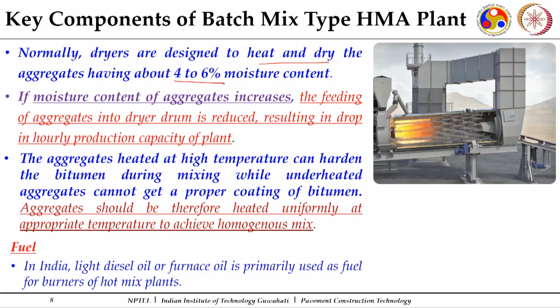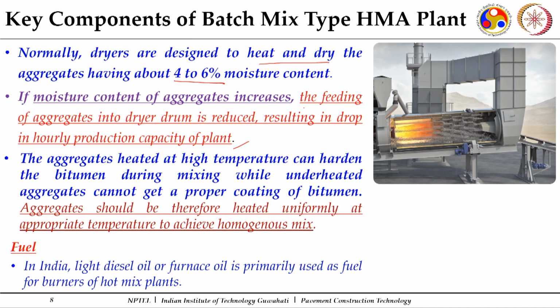Many a times you can see two capacities shown, 40/60. So, 40 may be the capacity when higher moisture content is there, 40 tons per hour, or 60 tons per hour. So, depending upon how much it can produce, that usually depends highly on the moisture content of the aggregates. If the moisture content of aggregates is higher, the feeding of aggregates into the dry drum is reduced, because more time is required and a lesser quantity of load has to be there, resulting in a drop in the hourly production capacity of the plant.